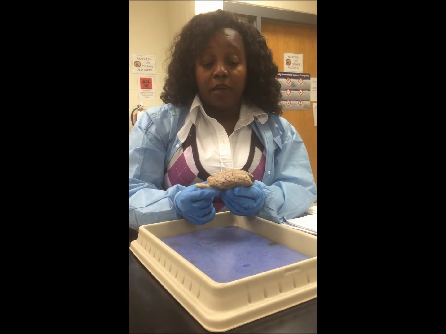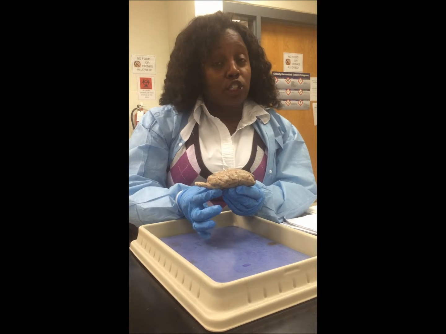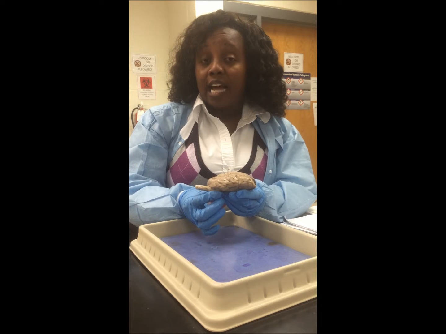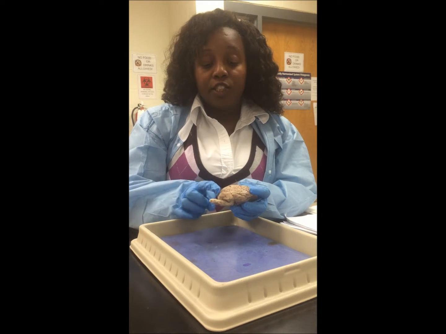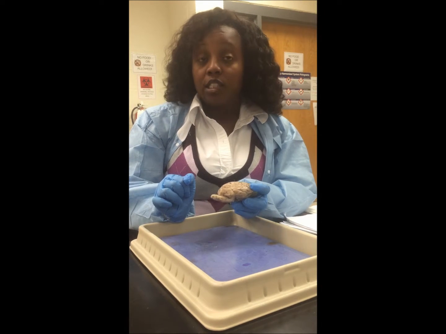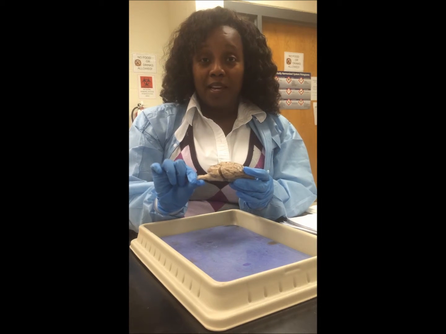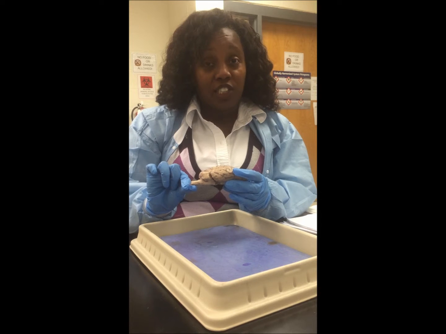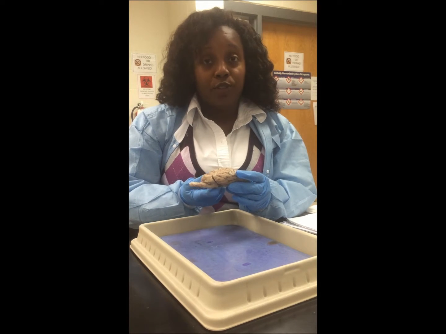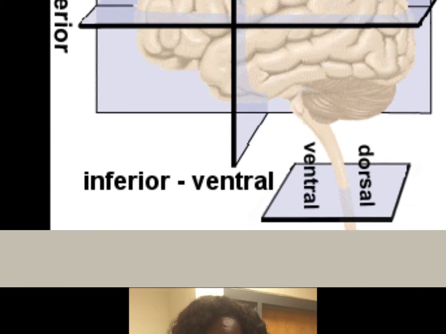The first region is going to be the cerebrum. It's going to be the largest region of the brain and the easiest to identify. The second is going to be your second largest region, the cerebellum. And third, the brain stem, which is going to be the most caudal portion of the brain, or the most ventral portion of the brain.